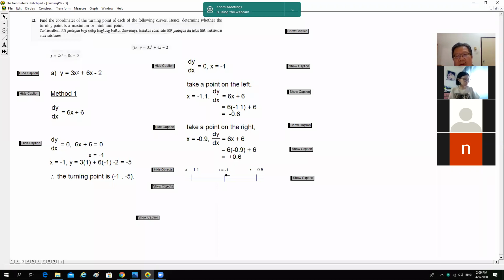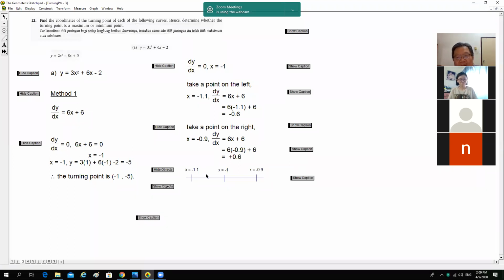The center is our turning point. On the left of the turning point, I have -1.1. Can you take other numbers? Sure, you can take other numbers, but don't take too far away, something near to the turning point. On my right, I take -0.9. Don't take a number very far away, just take a number quite close to -1. So I have chosen -0.9.